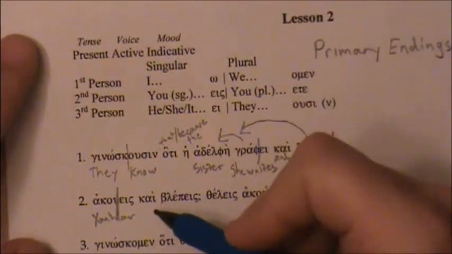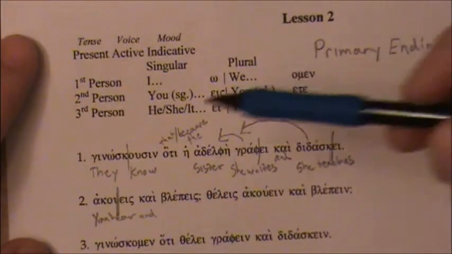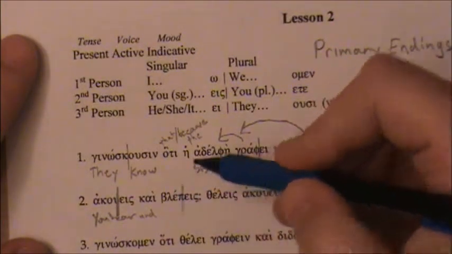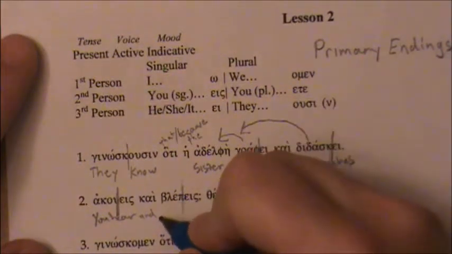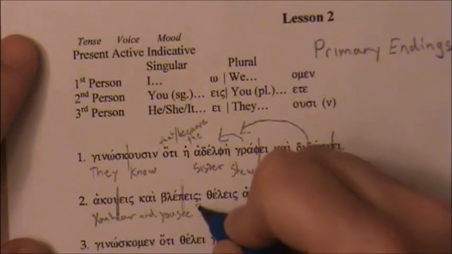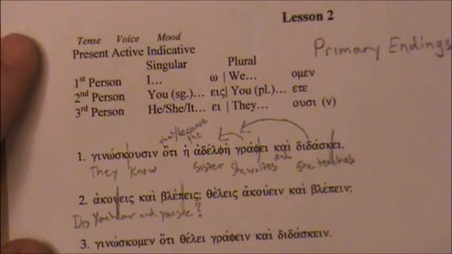You hear, kai, and blepeis. Alright, well we know what that ending is, and from the vocab we know blepo is I see. So you hear and you see. But it's a question, so you put a do: do you hear and you see? So you could also translate that like, do you hear and see?